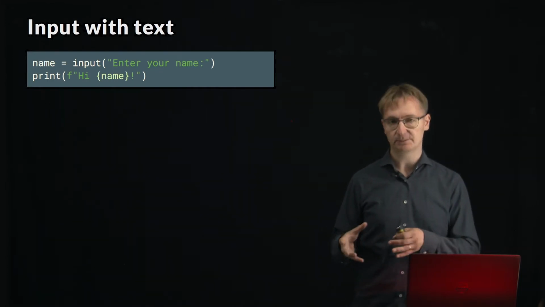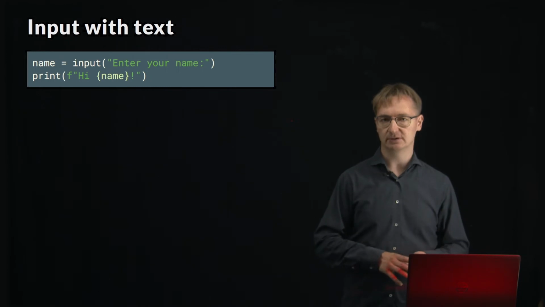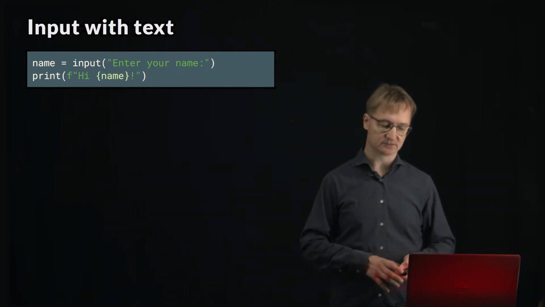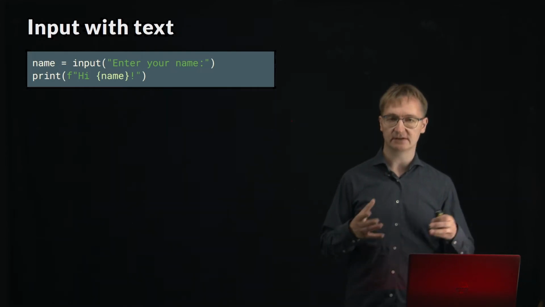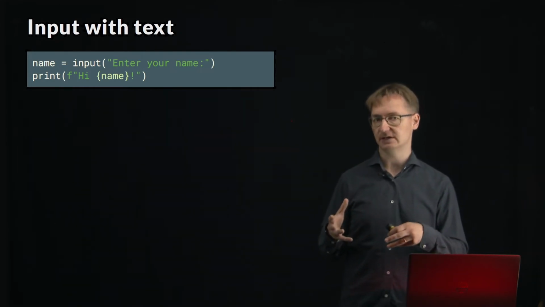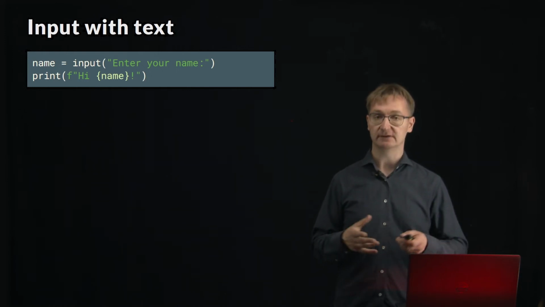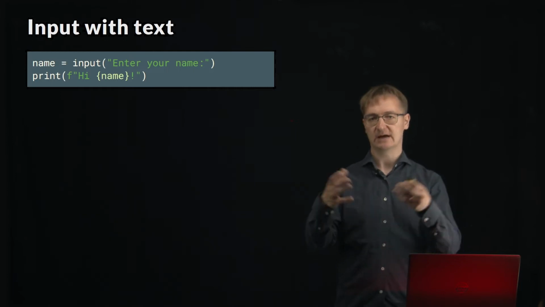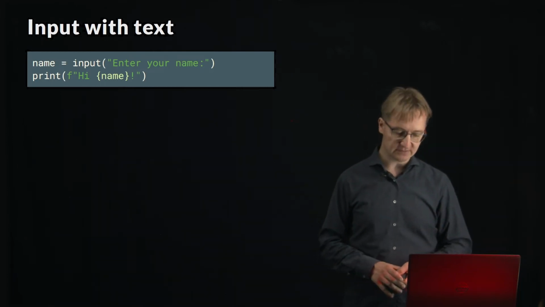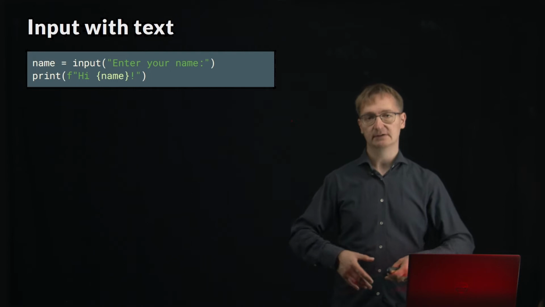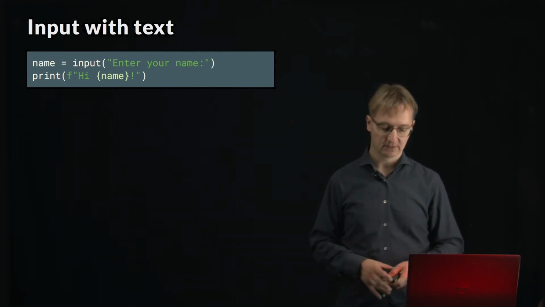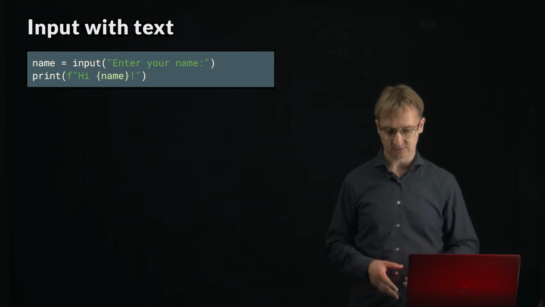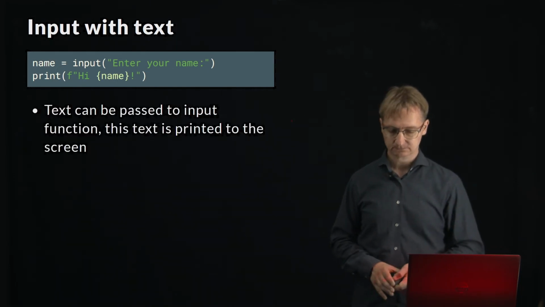So the function input takes an optional argument, text, and this text is printed to the screen. In this example, the idea is the same. We ask the name of the user and then we print it out. But now, instead of just having a blank screen, the user sees that you have to enter your name, and he or she knows what to do. And also, instead of printing just a name, we print it as a greeting. So, hi, Ago, for example.